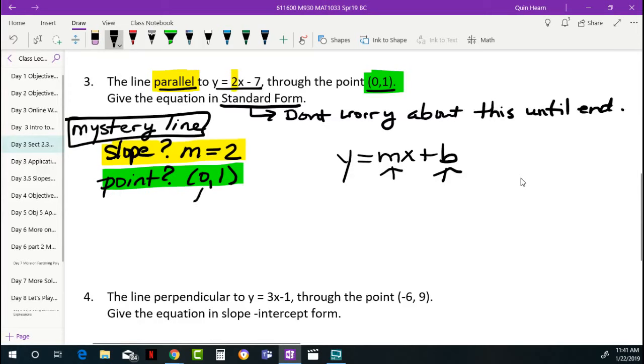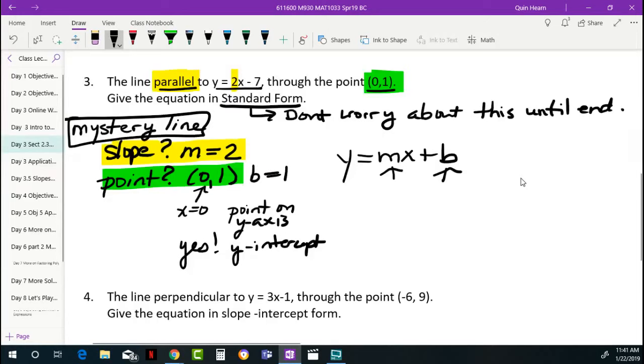Since the x-coordinate of this point is 0, which means this is actually a point on the y-axis, then this is our y-intercept. So they have given us that b is equal to 1, and we have far less work to do in that case. So our equation looks like y equals 2x plus 1. Now we're not quite done, but this is the equation of the line. It's just in slope-intercept form.